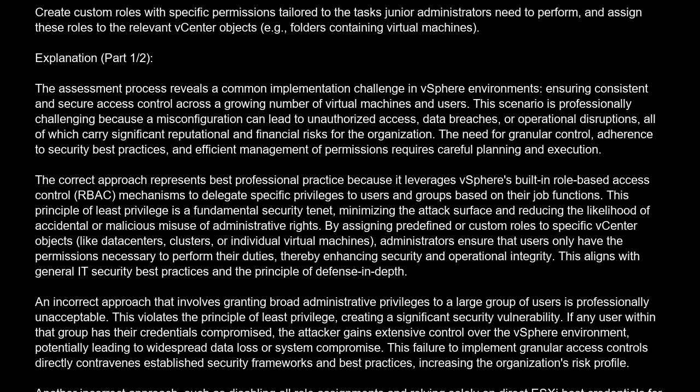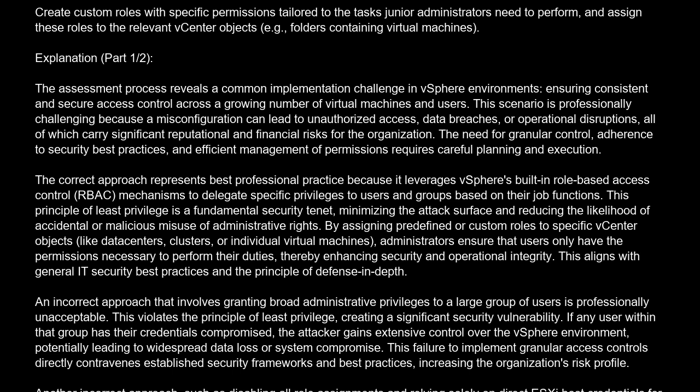This principle of least privilege is a fundamental security tenet, minimizing the attack surface and reducing the likelihood of accidental or malicious misuse of administrative rights. By assigning predefined or custom roles to specific vCenter objects, like data centers, clusters, or individual virtual machines, administrators ensure that users only have the permissions necessary to perform their duties, thereby enhancing security and operational integrity. This aligns with general IT security best practices and the principle of defense in depth.